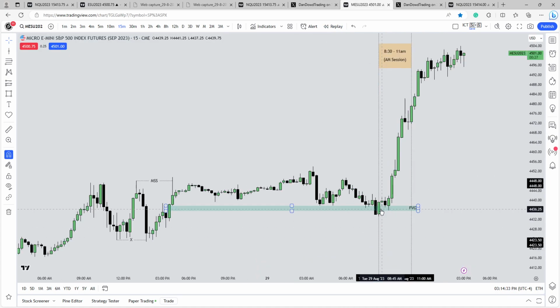Now if we take a look at the bullish example on ES, price was accumulating within the bullish fair value gap during the AM session kill zone, which is 8:30 to 11 a.m. You can see this was the opportunity to buy down here, and then price was just displacing higher pretty much the rest of the day so far.